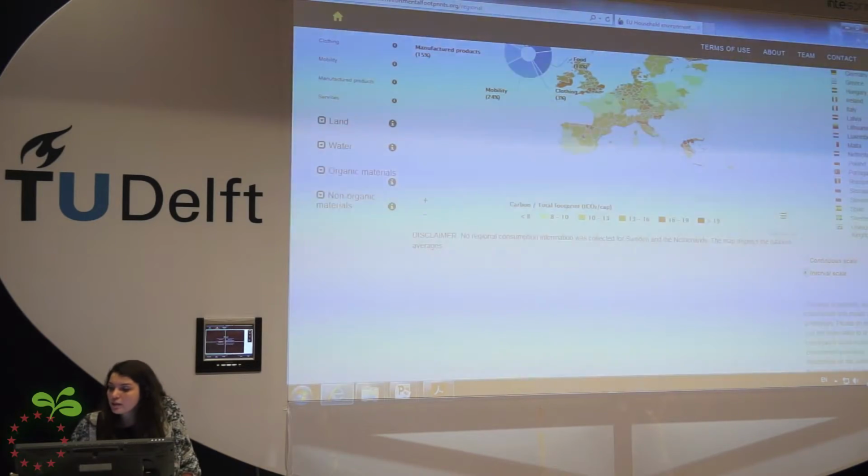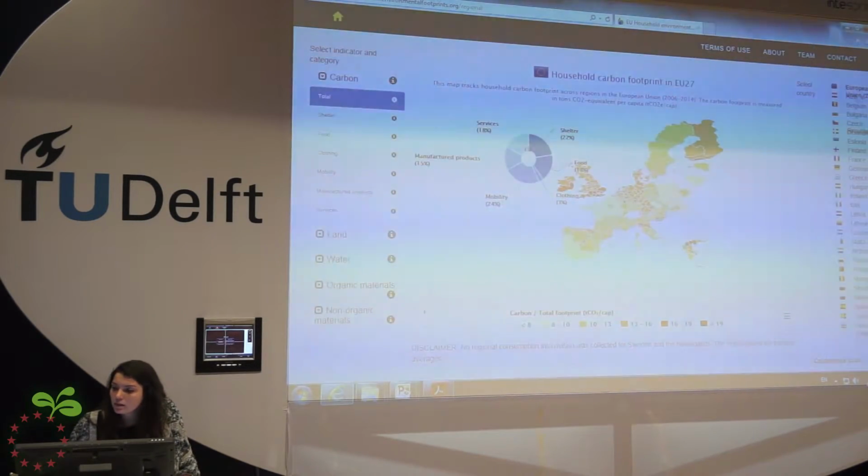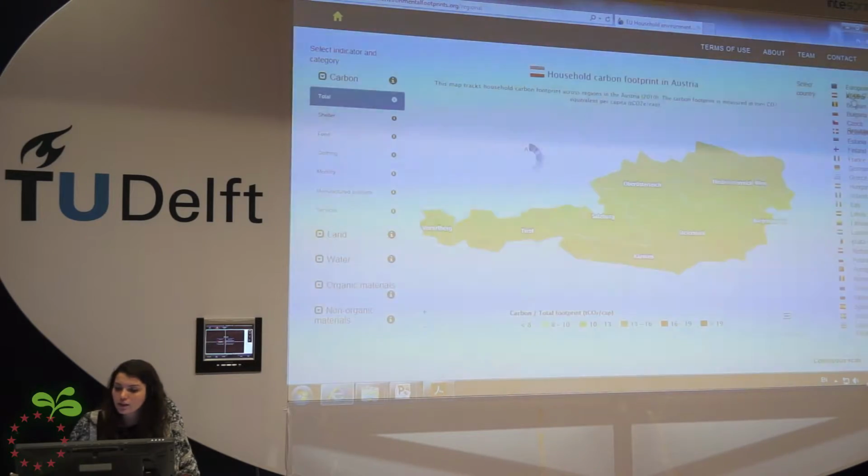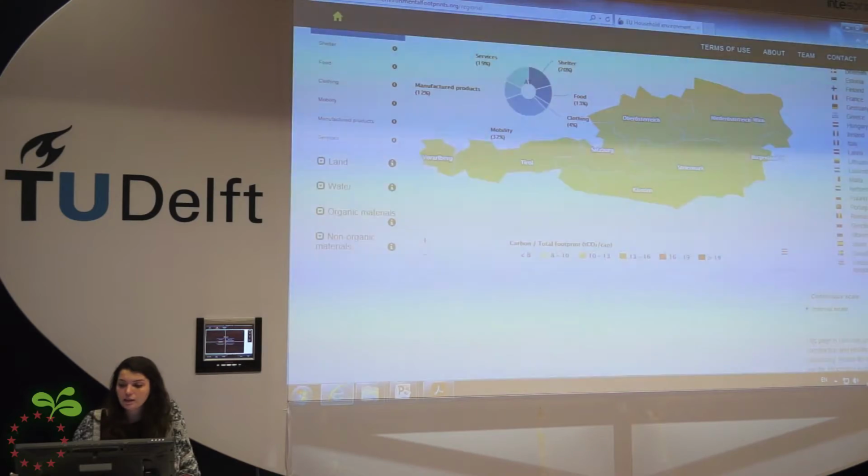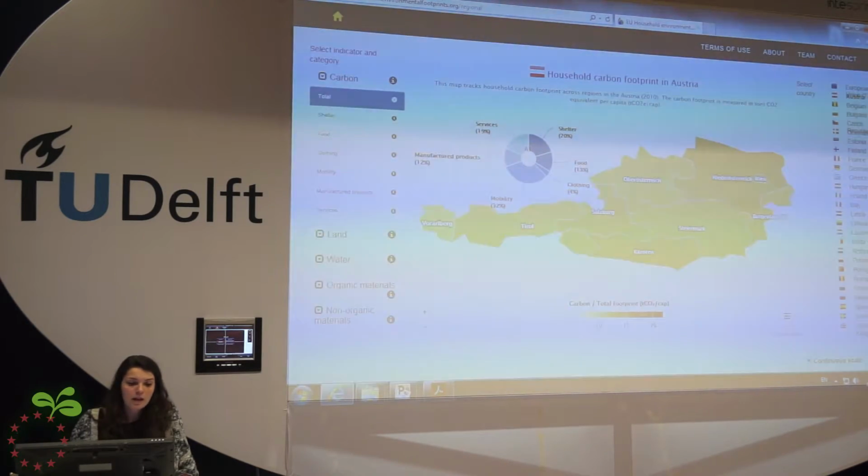And if you want to zoom in on a particular country, let's say Austria, you could do that and be given a better overview of that particular country. And if you're interested in the impacts by consumption category, you could select one of the six that we have here: shelter, food, clothing, mobility, manufactured products and services, or you could also switch to different environmental indicators.